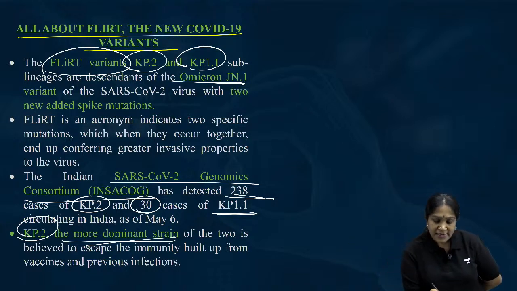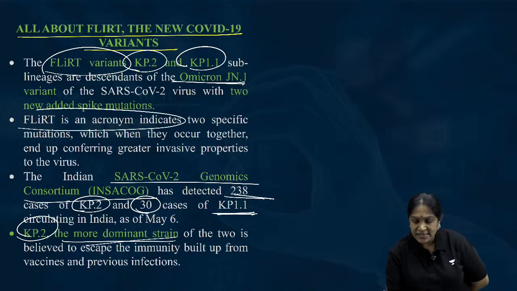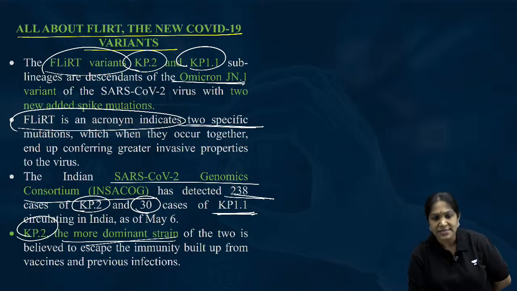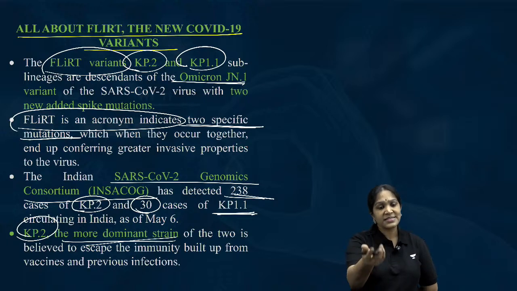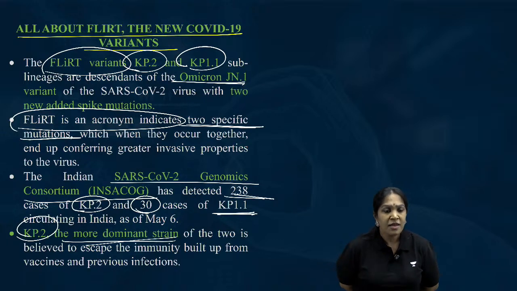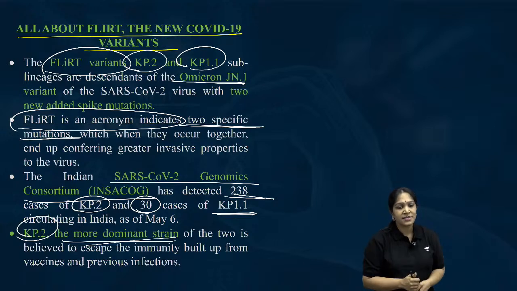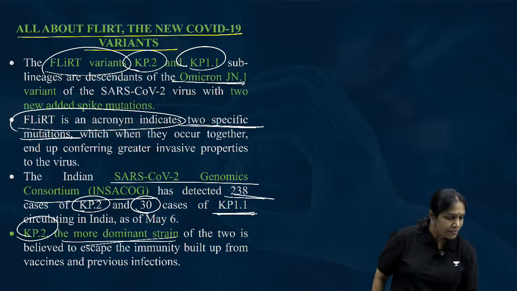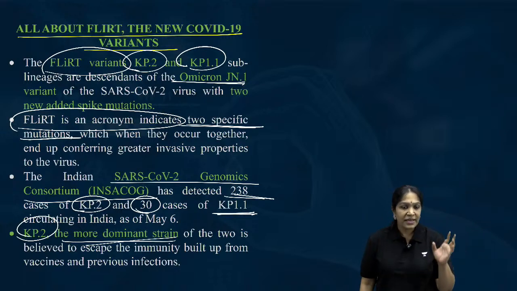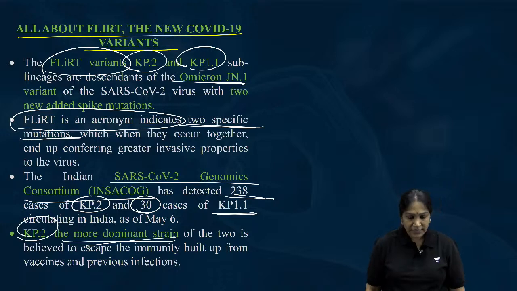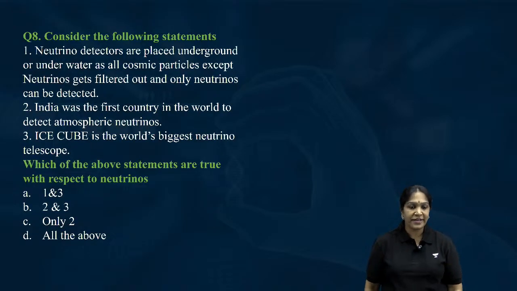And flirt is an acronym that indicates 2 specific mutations that occurred. KP2, KP1 are the names. For example, you please explain me what do you mean by CR7 shots. You cannot explain, that is its name. Based on the mutations, you do not require that much depth. Is it clear? Can we move on? Yes, this is about the flirt variants.